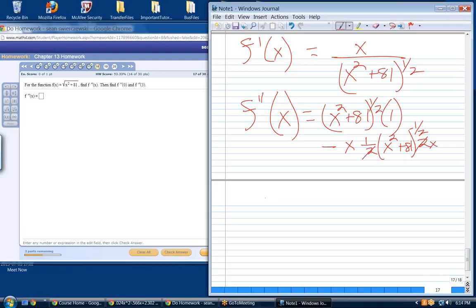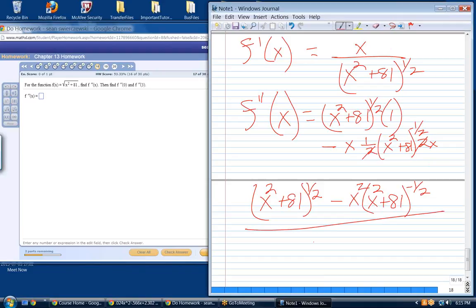So here's what we've got. We've got x squared plus 81 to the 1/2 minus x times x squared plus 81 to the negative 1/2 times another x, that makes that x squared, all over the bottom squared. Well, the bottom squared is pretty easy. That's just x squared plus 81, because when I square this to the 1/2, it just removes the radical sign. So this is f double prime of x.